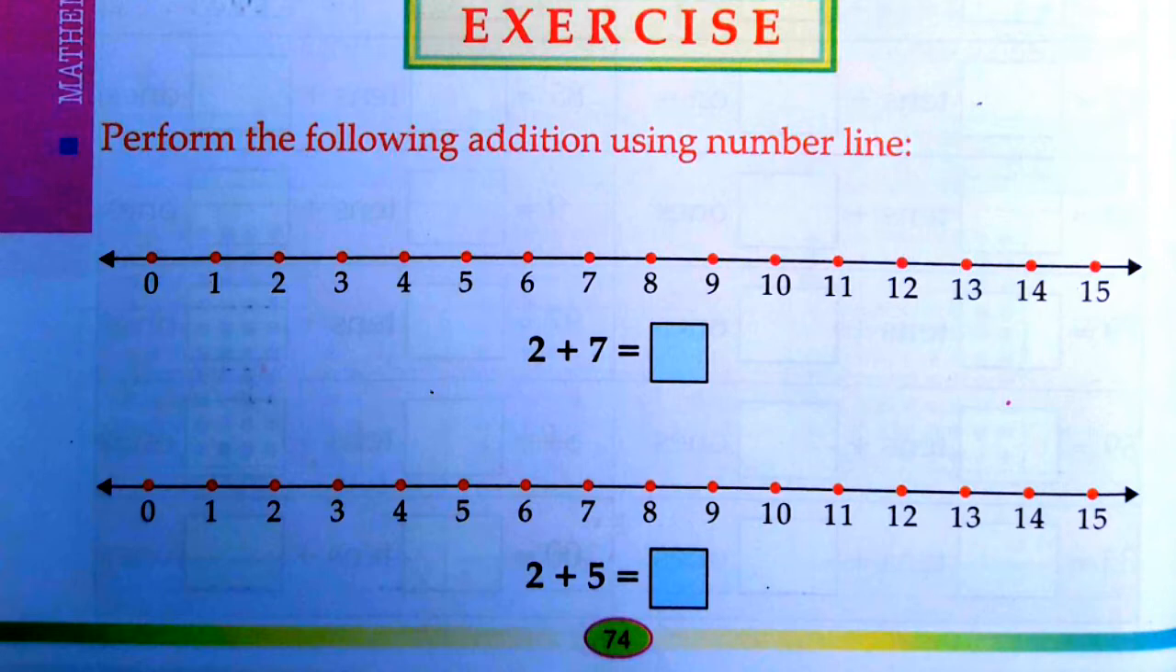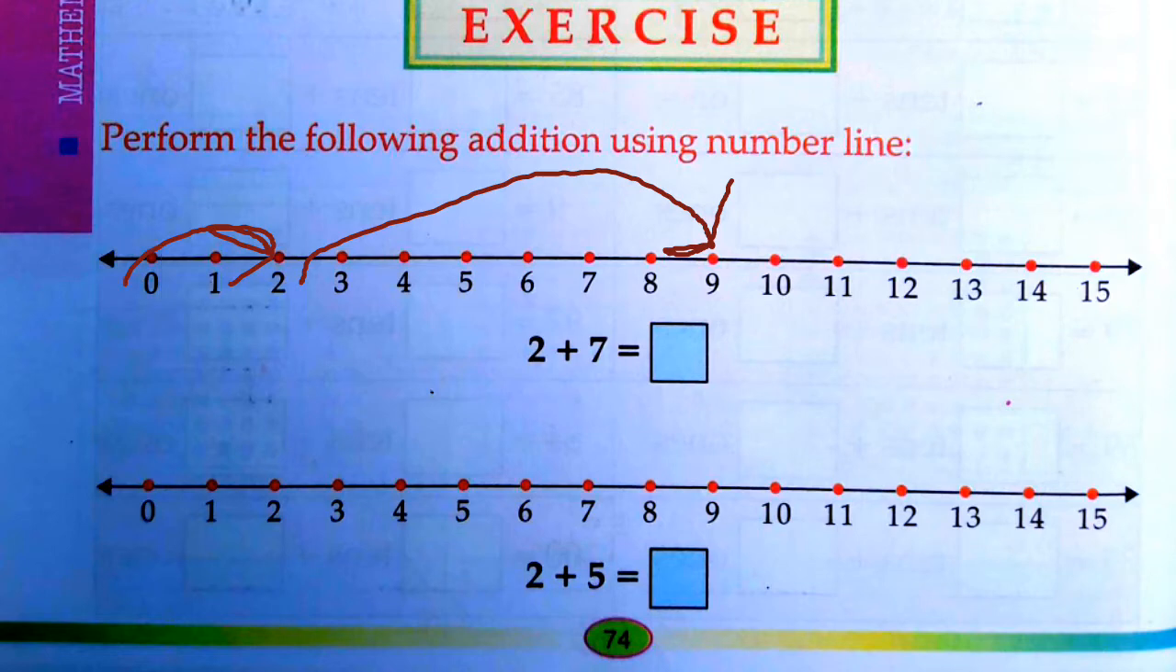First we will start from 0 and first we have to take 2 steps, because here we have to add 2 plus 7. So we will first take 2. See the picture? Then again we will take 7 steps forward from 2. From 2, 7 steps forward means 3, 4, 5, 6, 7, 8, 9. Where we will reach at 9. So 2 plus 7 equal to 9.